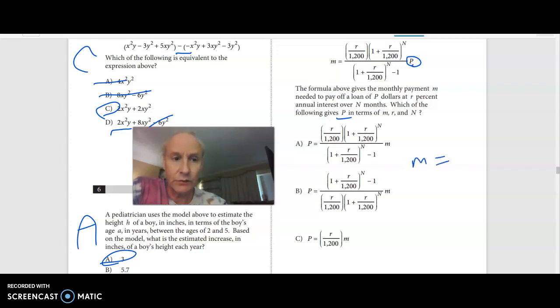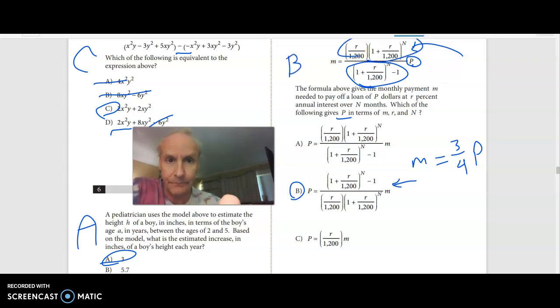So m is equal to a fraction, a over b or whatever, or 3 over 4. Let's make it 3 over 4 to make it easy for you, so you can see what I'm talking about. So let's just make it a fraction, 3 over 4p. How would you solve for p? Well, you'd multiply by 4 over 3 on both sides, and you'd be done. So we're going to multiply by the reciprocal of what you see there. So the reciprocal is this on top, which is this one, with this on the bottom, which is also this one. So it's b.